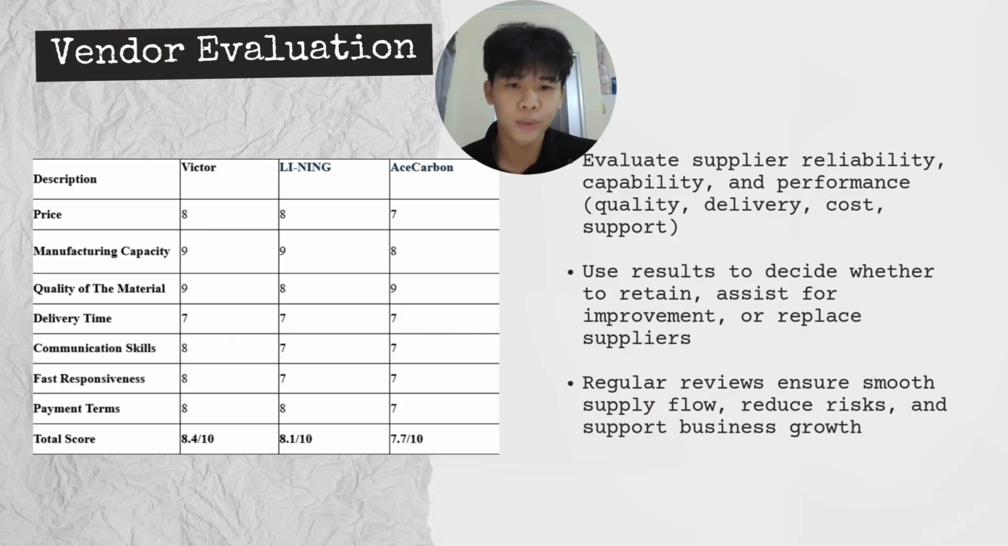So we have already done the comparison for multiple suppliers, which are Victor, Leaning, and S Carbon. So you can see the total score. Victor scored the highest, 8.4, and S Carbon scored the lowest, 7.7. So finally, we will choose Victor as our supplier.